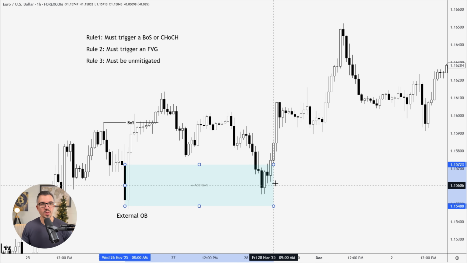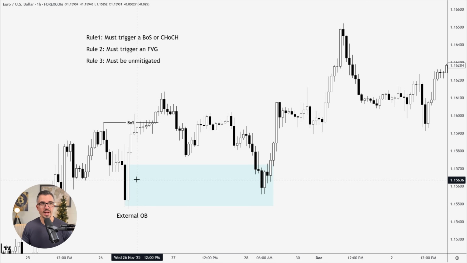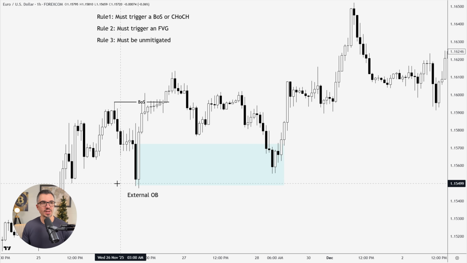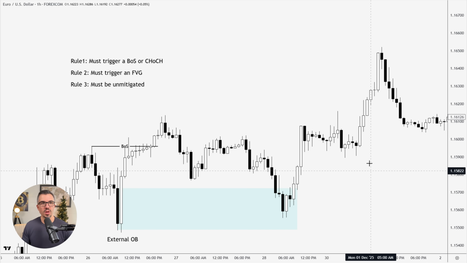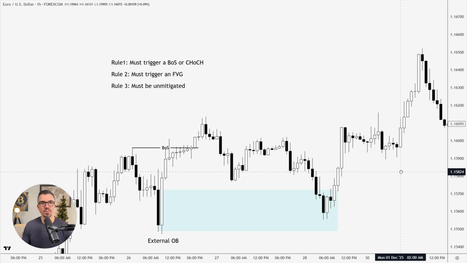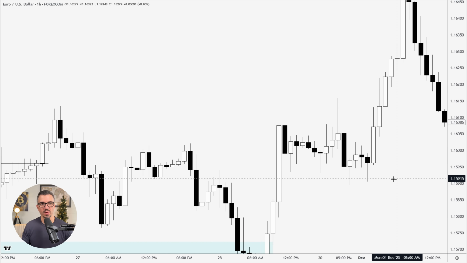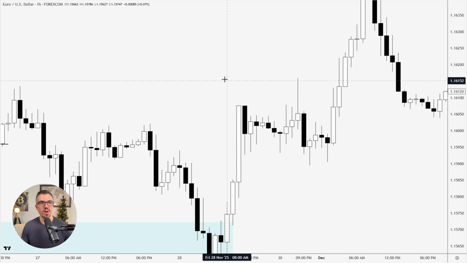So this right here was our external order block, and it played out beautifully, right? We had the fair value gap, we had the break of structure, it was unmitigated up until this point right here. So, really nice order block. Now, this was our external low down here. We had a new external low over here, and what you'll notice is that through this internal price action, we once again have an order block here at the end of this consolidation. So this is an internal order block, which I'll mention in a moment.